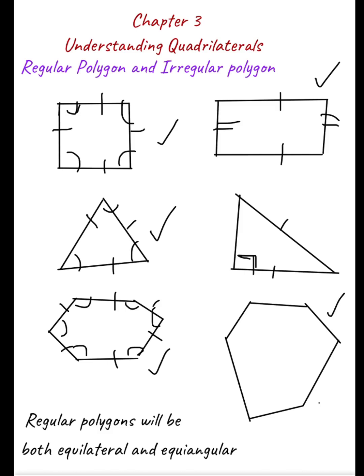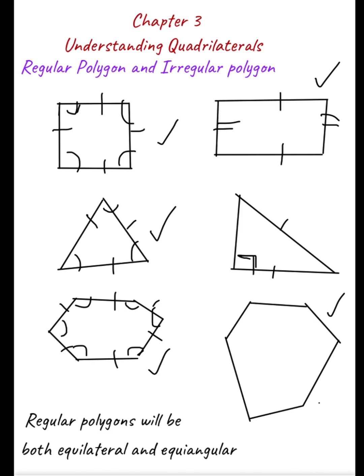And here also you can see that this is a hexagon with six sides, but here angles are not equal and sides are also not equal. So for a regular polygon, sides and angles both should be equal. All angles should be equal and all sides should also be equal. If only one condition is satisfied, then also you cannot call it a regular polygon. So that's all about regular polygons and irregular polygons.